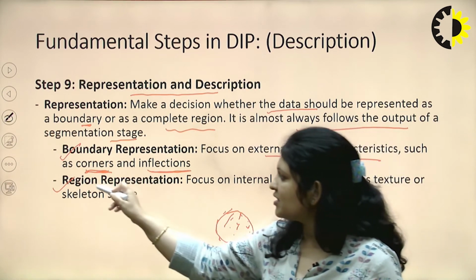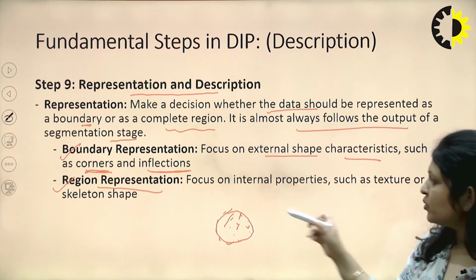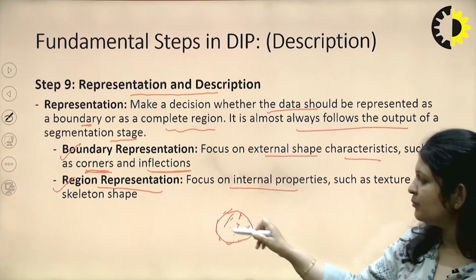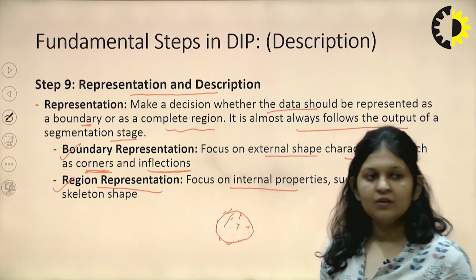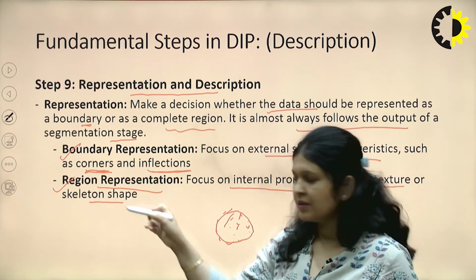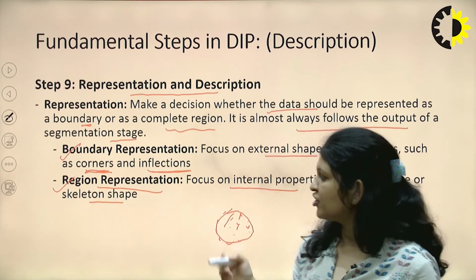Then we have the region representation. So here the focus is on the internal properties. That is, we look for the texture, we look for the skeleton shape. So this would give you the region representation.